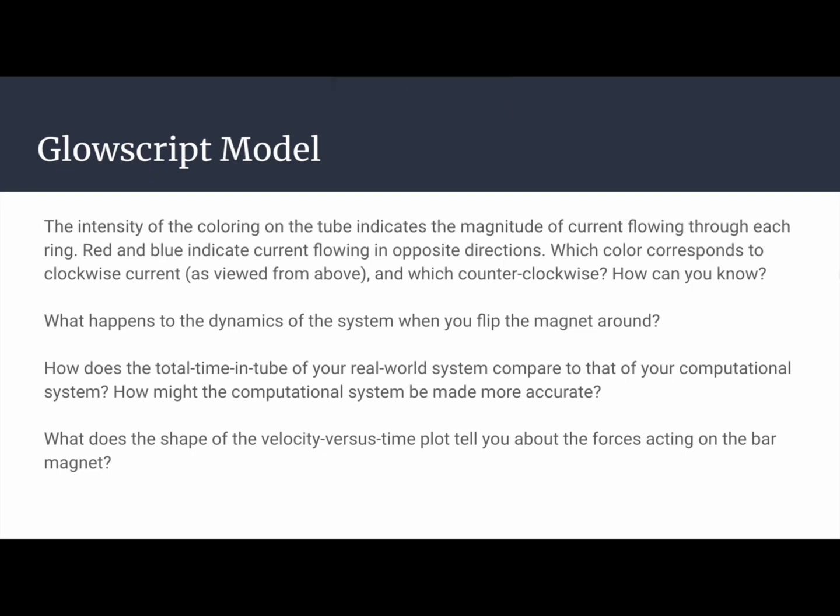What happens to the dynamics of the system when you flip the magnet around? Nothing much would happen. The magnet would still fall through more slowly than it would had there been no current, just the direction of the current would flip to what we see right now.